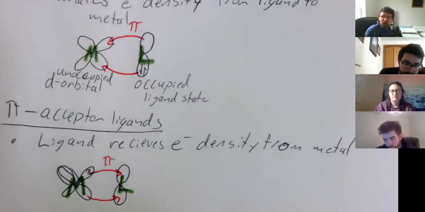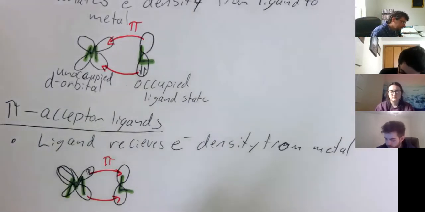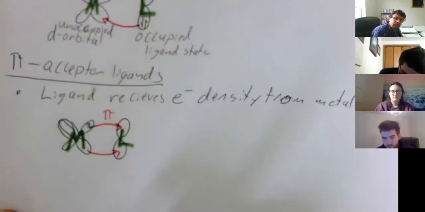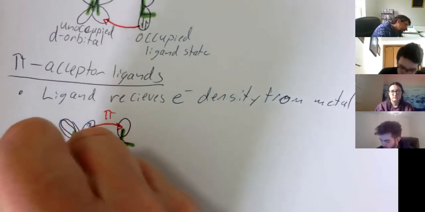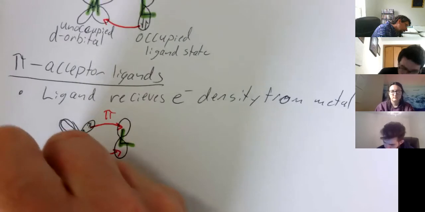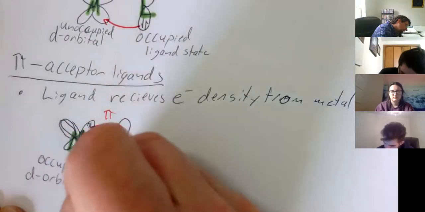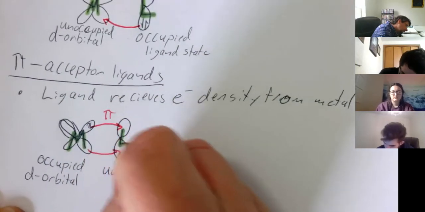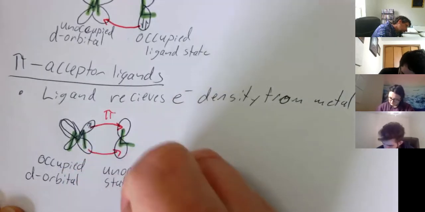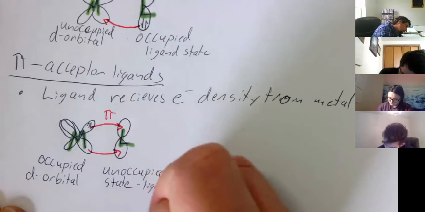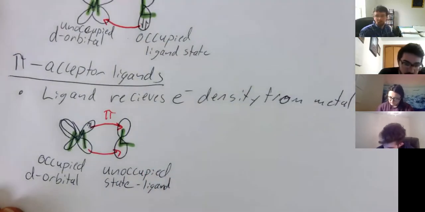What about the metal and what about the ligand orbitals? It's an occupied d orbital and an unoccupied state for the ligand. Okay.